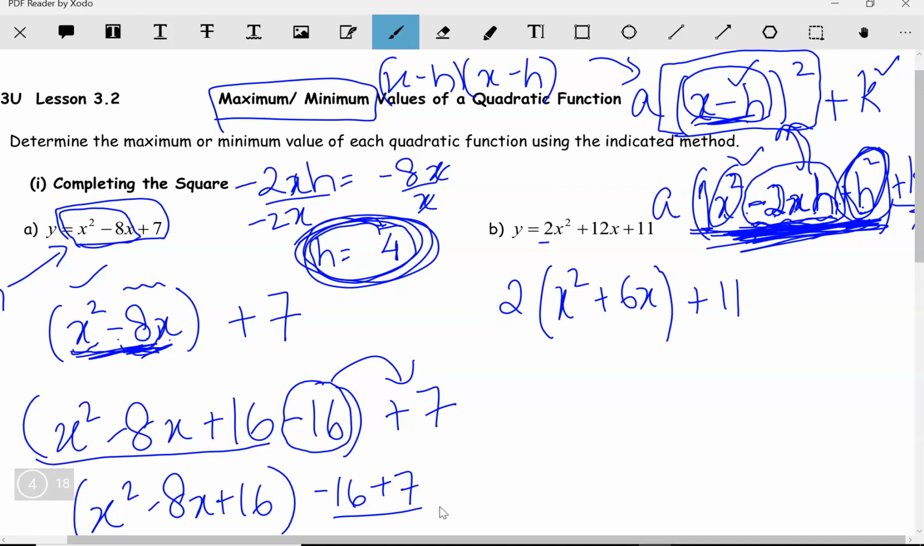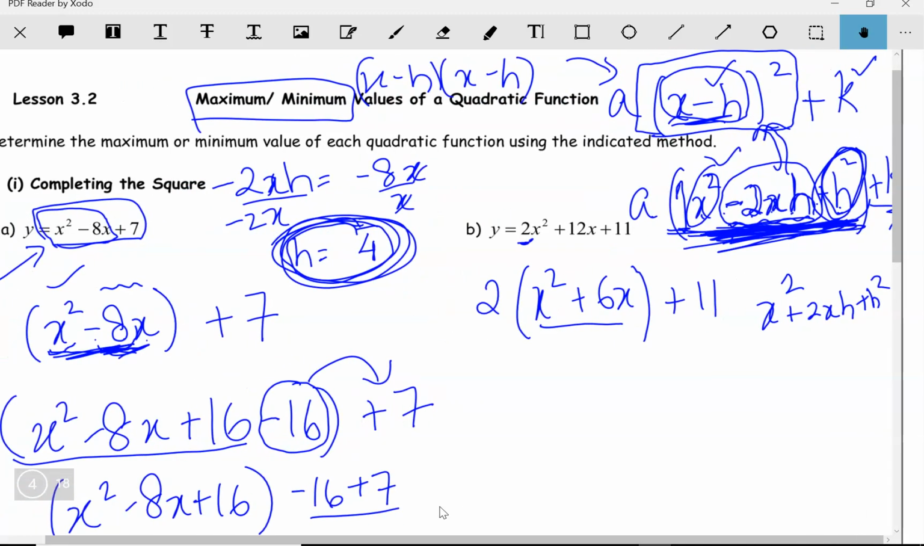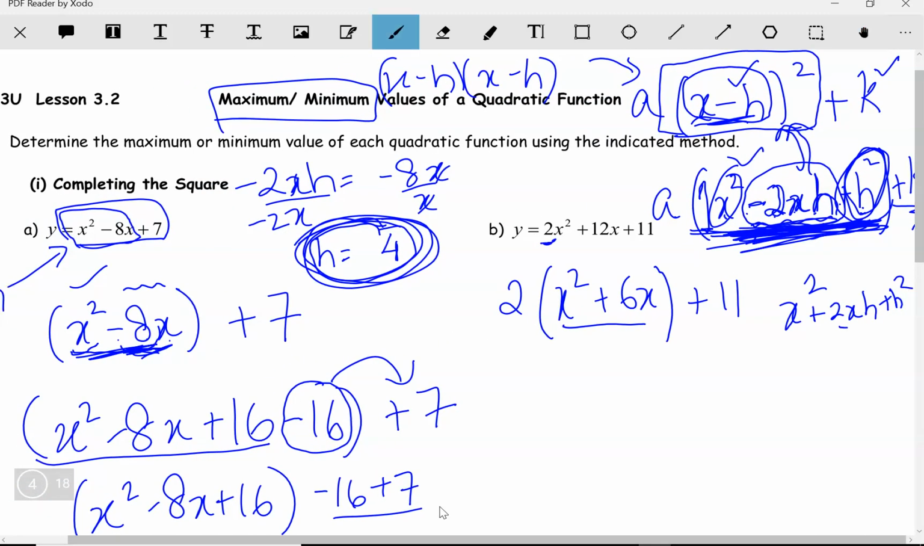Likewise, I factored out a 2 first because there was a 2 in front of the x squared that was bothering me. So now again, this has to look like x squared plus, in this case, 2xh plus h squared. So again, I take a close look here, and I see that my 2xh corresponds to this 6x. So if I try and solve for my h value, you'll hopefully see that my h value is 3, because 2xh equals 6x. Divide both sides by 2x, and I get h equals 3.